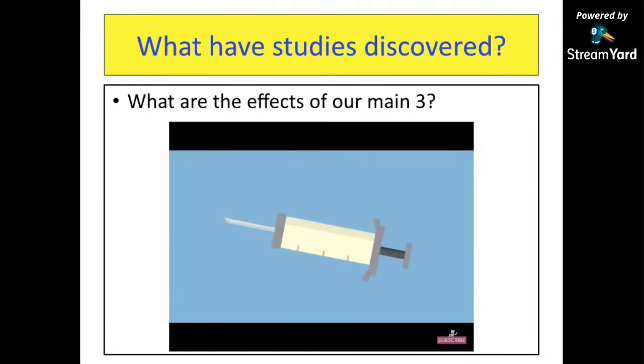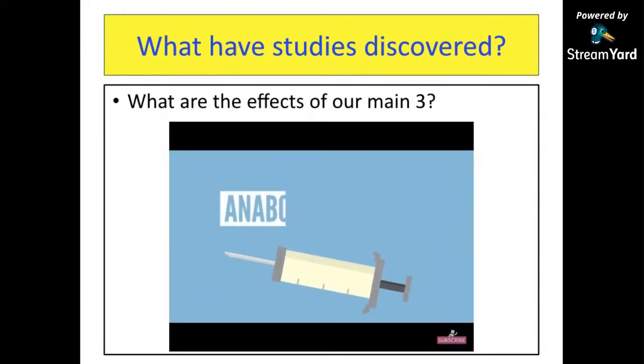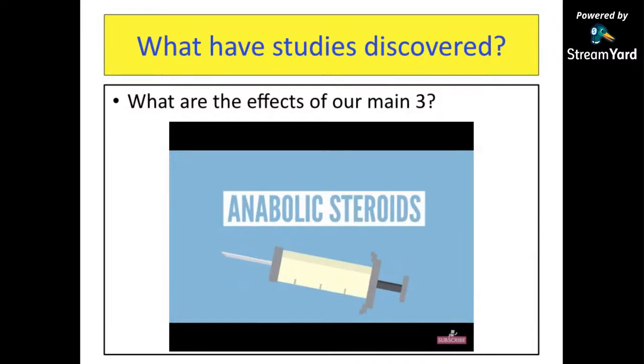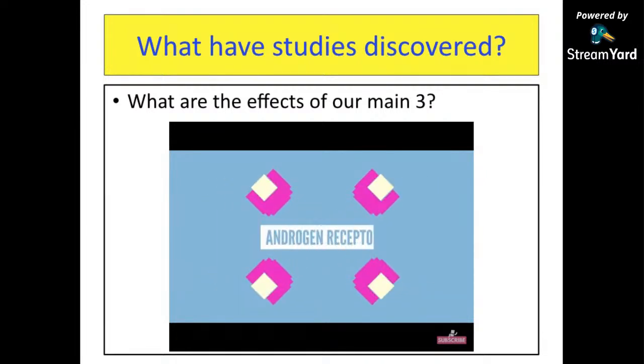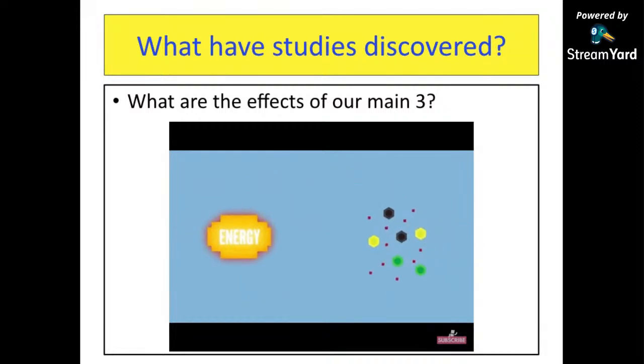Let's start off with the most famous of these drugs, anabolic steroids. When these are taken, the body breaks them down into smaller molecules that can enter cells and bind to a structure called an androgen receptor. Normally, testosterone binds to this, but anabolic steroids can too. And from here, the real magic begins.